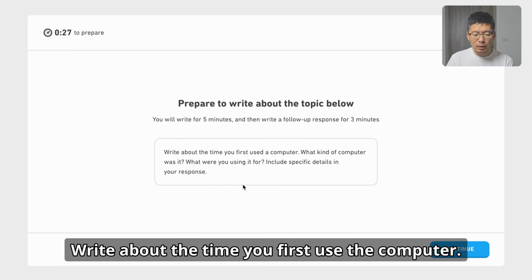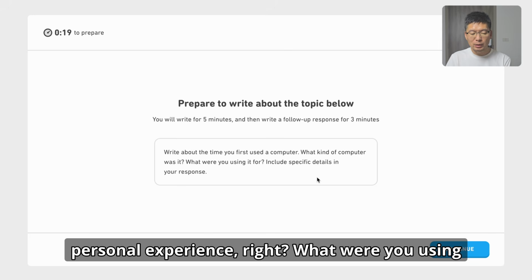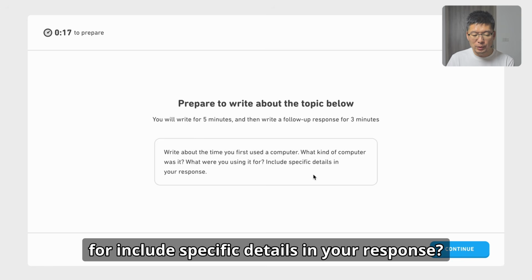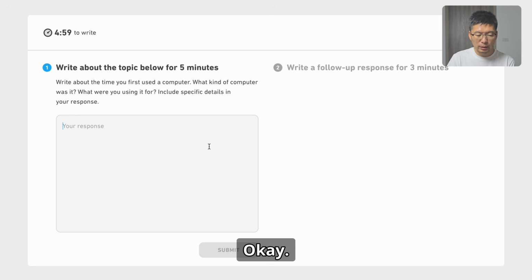Write about the time you first used the computer. What kind of computer was it? So it's about personal experience, right? What were you using for? Include specific details in your response.